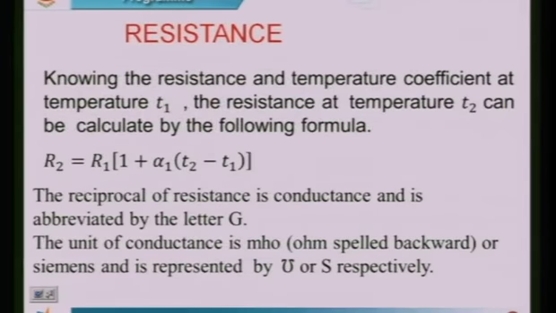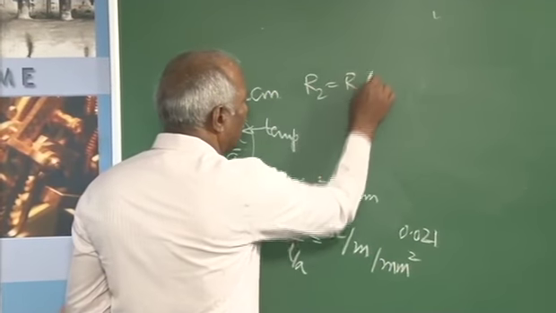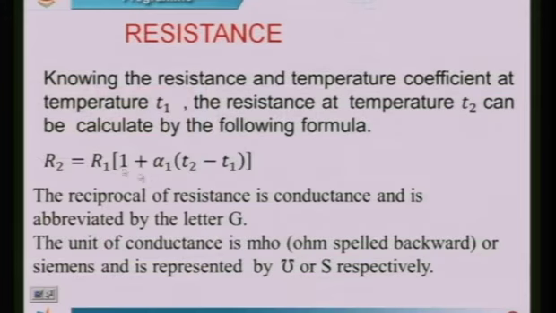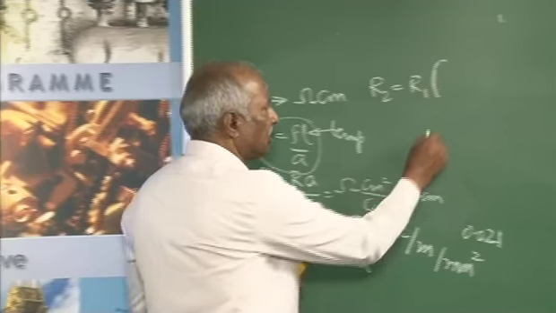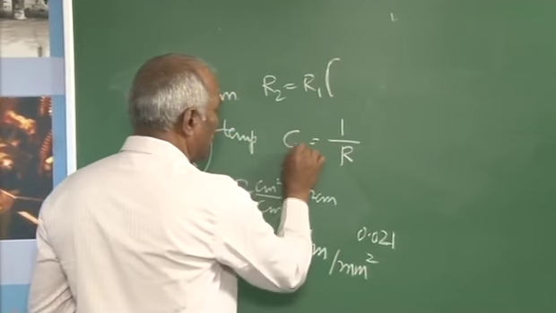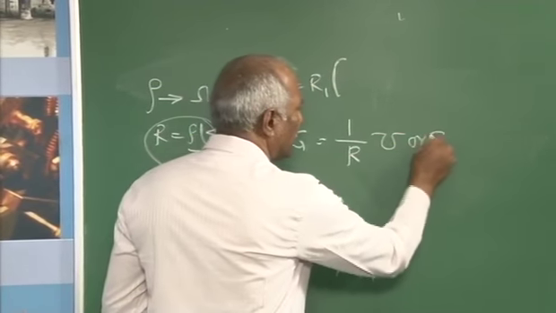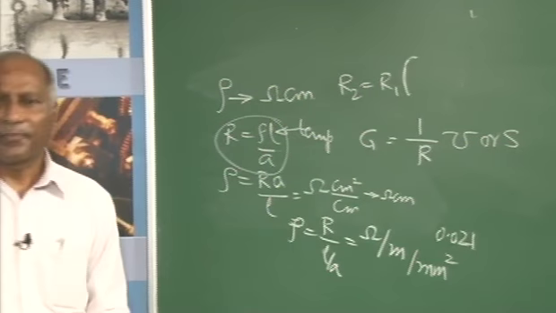Knowing the resistance at a particular temperature, the resistance at any other temperature can be calculated by this expression, where R2 is equal to R1 into 1 plus alpha 1 into T2 minus T1. The reciprocal of the resistance is called the conductance. Unit is mho, or it is also taken as S, the Siemens.